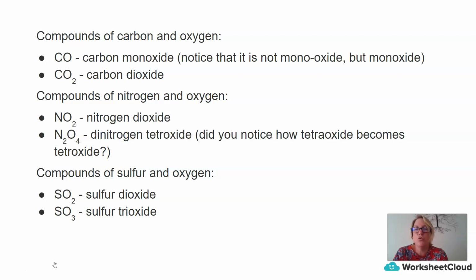Then NO2 is nitrogen dioxide. So here we have a tricky one. What happens when we get to N2O4? Well, to let your teacher know that you understand that there's two atoms of nitrogen, it's dinitrogen tetroxide. And then, for example, sulfur and oxygen, it's sulfur dioxide and sulfur trioxide. So you might need to go and recap this lesson. It's all about naming compounds.